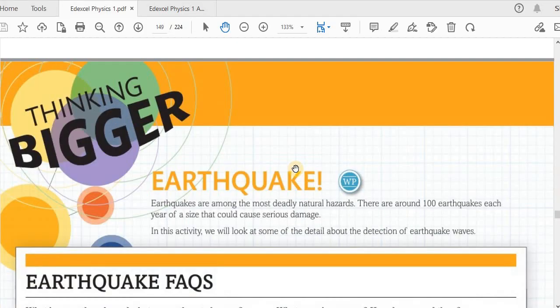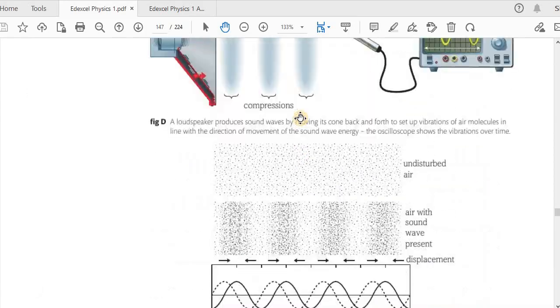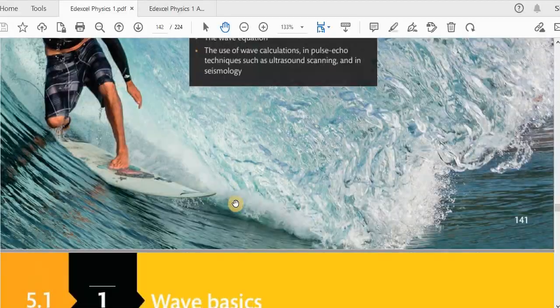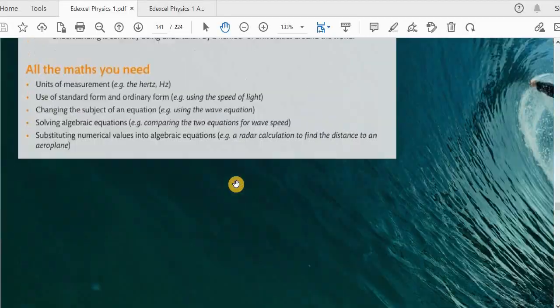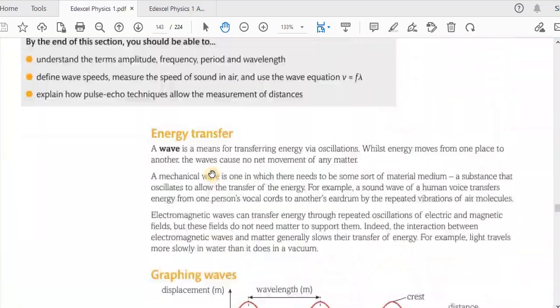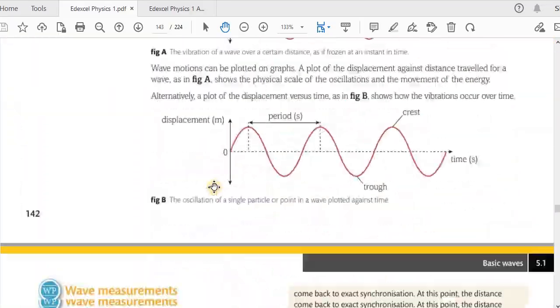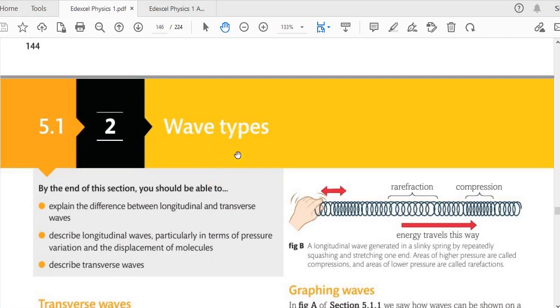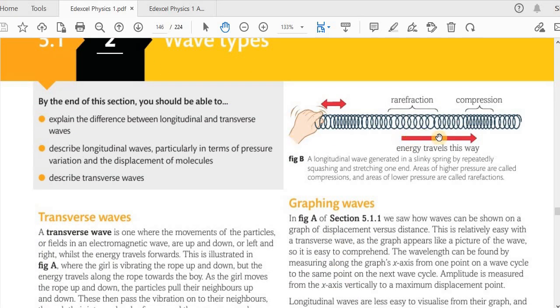So that's the end of that lesson on wave basics. Here we went through wave types. In the previous video we went through wave basics. Wave basics had two subchapters: one is wave basics, the other is wave types. Here we went through transverse waves and longitudinal waves. They are very important. So again, remember the direction of the wave is the direction of the wave energy travel.